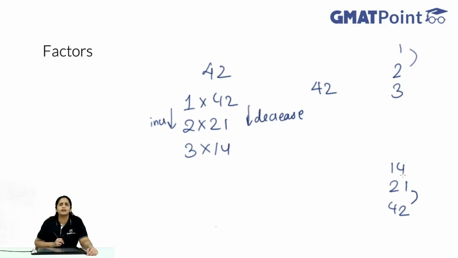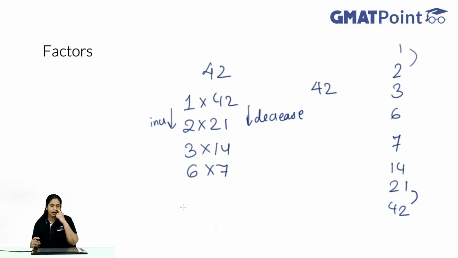Does 4 divide 42? No. 4 does not divide 42, so it's not a factor. Not 5. 6 divides 42. 6 into 7. So 6 and 7 are other factors. If you can see, these are just one apart, so clearly there won't be any factor after this. So you get 8 factors: 1, 2, 3, 6, 7, 14, 21, 42.